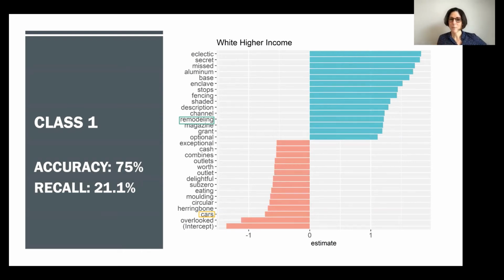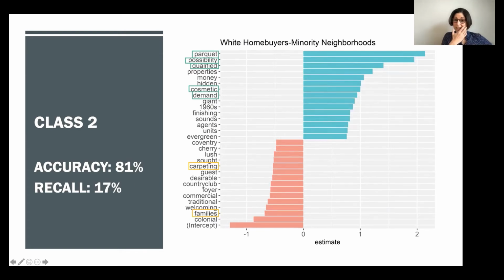So for instance, in the white higher income neighborhood, we see the word remodeling pop up as being more important and then negatively associated with cars. In this gentrifying neighborhood type, we see unique characteristics. Parquet flooring is the most predictive word of being in a gentrifying neighborhood, but also words like qualified buyer, speaking to who might be moving in, who's welcome in that neighborhood, as well as hidden. So these are things suggesting renovation or reinvestment of capital, if you will.